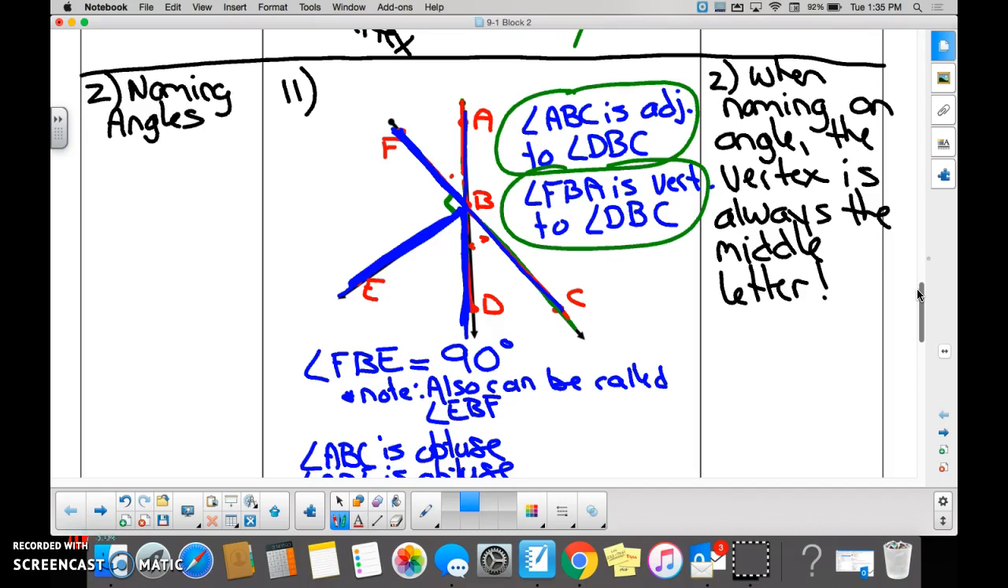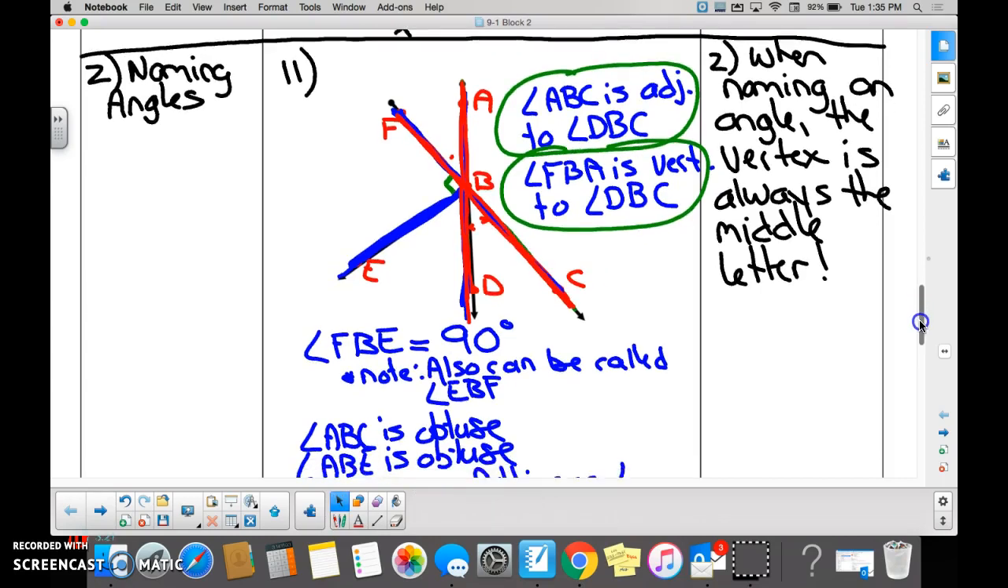Let's see if we can do these. Angle FBA. Everybody see angle FBA? Yes. And angle DBC are what? Vertical. They are formed by two intersecting lines, right? Yeah. Cool. I'm going to stop right there because I think you get the idea. Sliding down.